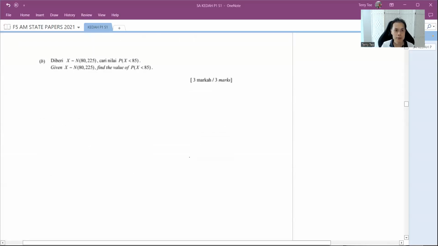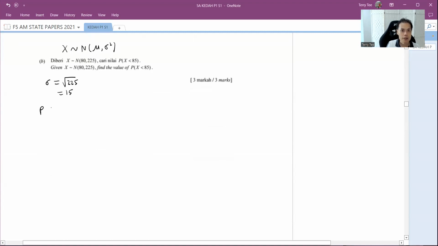Okay, so moving on to part B. This is a normal distribution. For a normal distribution, remember, when they write X follows a normal distribution, this is your mean mu, this is variance sigma squared. So number one, we need to identify what's your sigma, your standard deviation. A standard deviation is the square root of your variance, square root of 225, answer is 15.